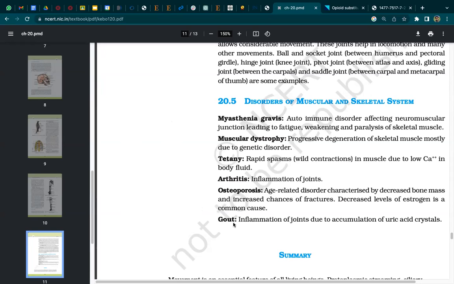So this chapter is over. And in the next class, we'll be starting with a new chapter. And so I think we have finished the human physiology part, which is part of your syllabus. So now we'll go to the plant physiology.